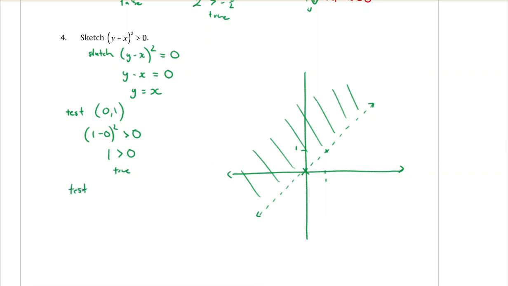Let's test something on the other side of that line. Let's reverse that and go to 0, -1. So I'm just popping down here below the line. If I put that into my equation, I have -1 minus 0 squared is greater than 0. That's -1 squared, which becomes a +1 again. And +1 is still greater than 0, so that is true as well. Although it checks out with the maths, it should also check out logically. Anything that you get in there, as soon as you square it, is always going to be positive. The only part that is not a solution is when it's actually equal to 0. So anything on the dotted line is not a solution, but everything else is. Okay? All right, let's keep going.